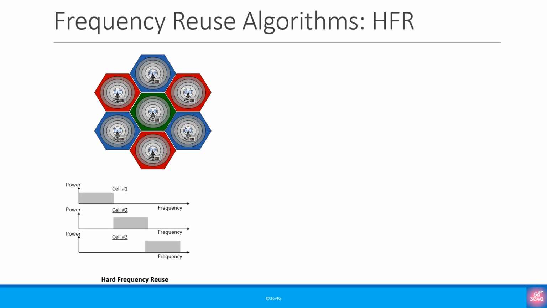Hard frequency reuse, or HFR, is the way GSM used to work. Each cell will only transmit on limited resource blocks, so there is no chance of interference. Frankly, this is a very bad approach as it underutilizes the spectrum, which is very expensive and precious. Nobody in practice would ever use such an approach, but this is just to give you an idea.